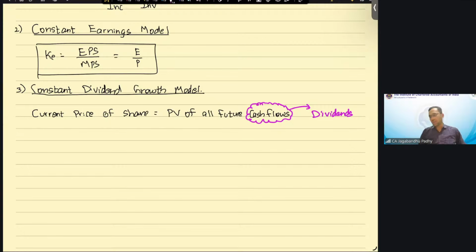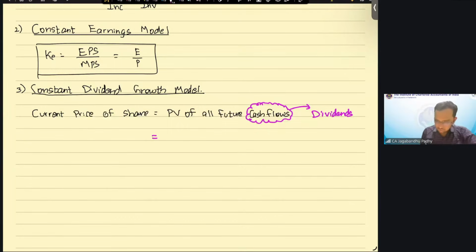Of course, if you are intending to hold the share for maybe 5 years, then you will definitely say 5 years' dividend and fifth year sale price. Now, what if it's a situation that you're not sure when you're going to sell the share? So, of course, in that situation, we will say the present value of all future dividends.